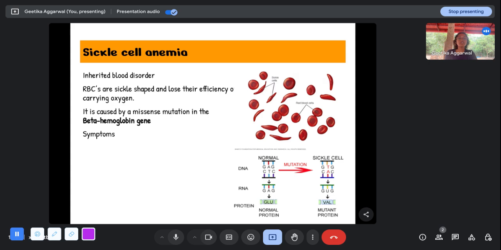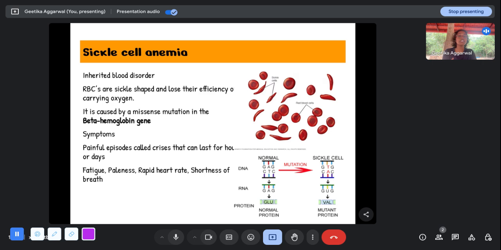Sickle cell anemia has now found ways to manage it, not cures, but ways to manage it, and people can live fulfilling, healthy lives even after having this disorder. But some symptoms of people that have sickle cell anemia are painful episodes which are called crises, and they can last for hours or days.